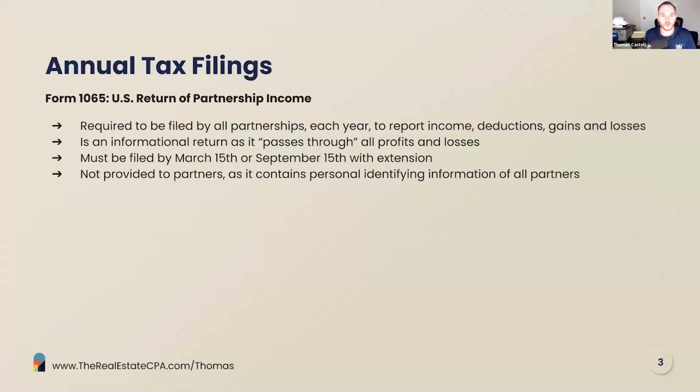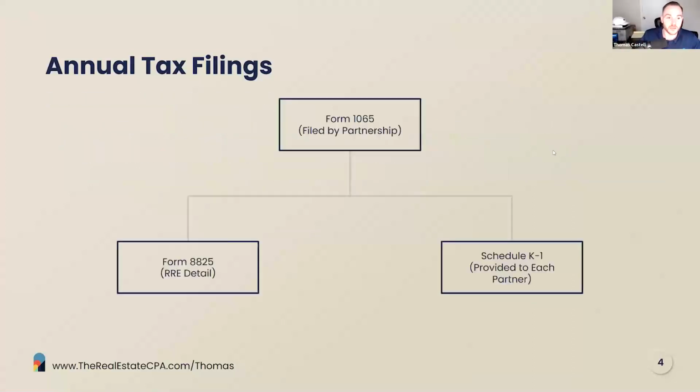Now, one more thing on Form 1065 itself. The actual full Form 1065 is typically not provided to the limited partners. The managing member would have access to that, because it contains the information of all partners, a lot of sensitive information they're not going to share with everybody. So this is something to know. You'll receive your Form K1.